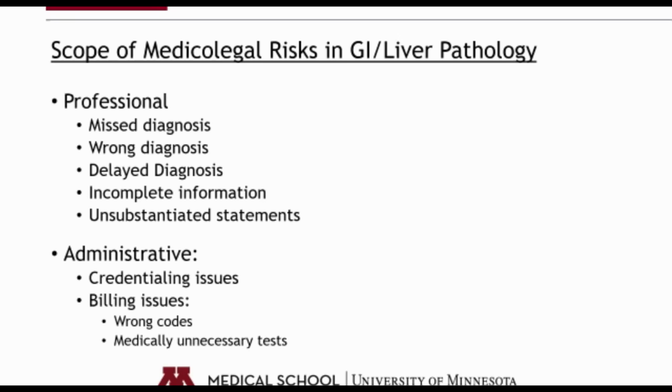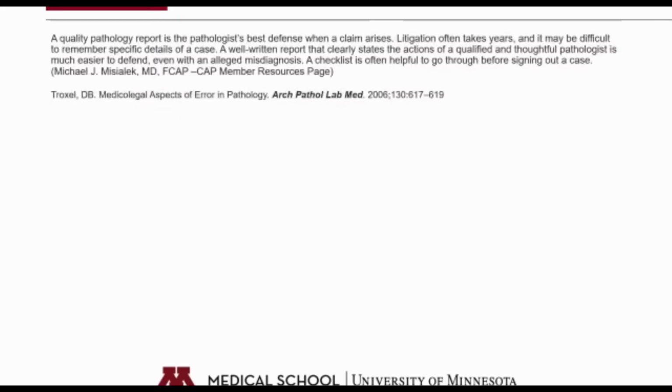So this is what I think is a very nice summary of the scope of the risks in GI liver pathology. Of course, there's always a problem of a missed diagnosis or wrong diagnosis, delayed diagnosis, incomplete information on your diagnosis, or unsubstantiated statements. And of course, let's not forget the administrative litigations. For those of you that have been following the news, it's not unusual to hear about big hospitals paying Medicare millions of dollars back. So billing issues are something that we always have to pay attention to. I'm not going to talk about that.